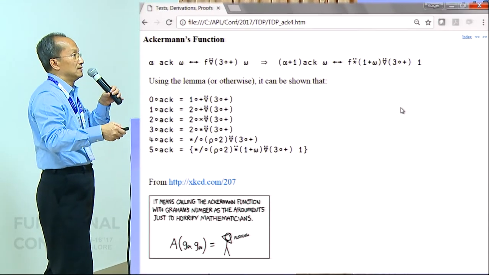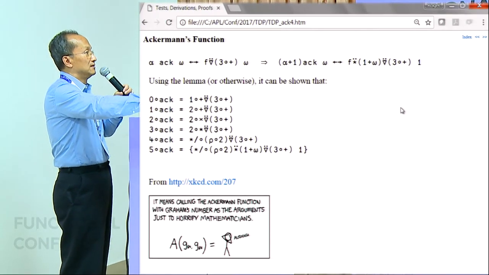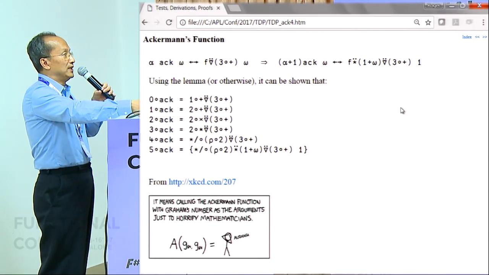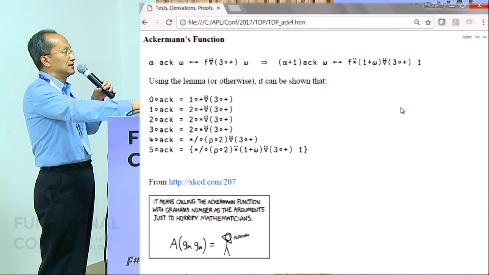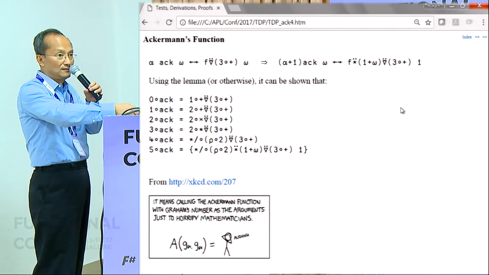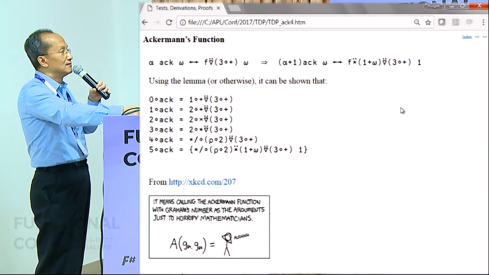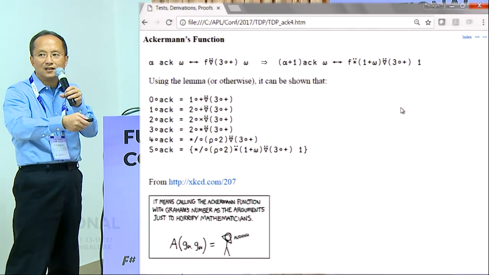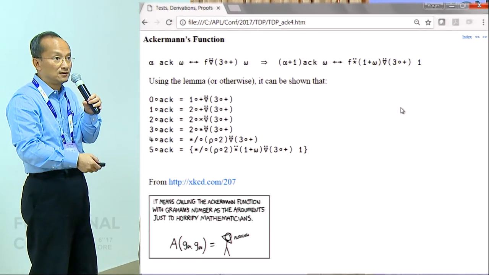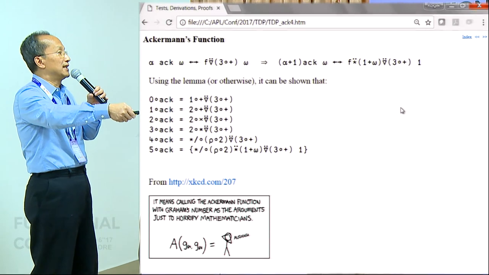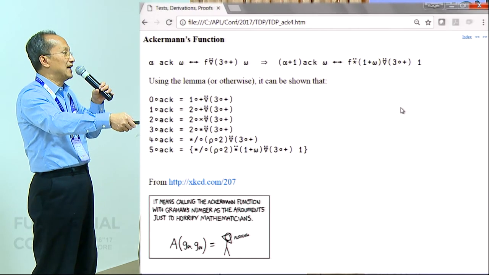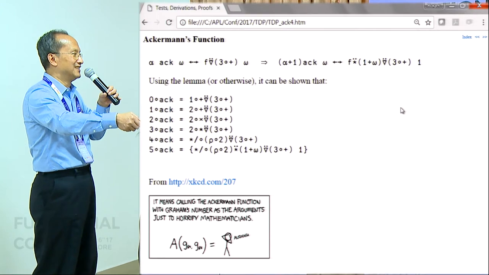So what the lemma tells us is that zero ak is the successor function, and one ak is addition. 2 ak is multiplication, 3 ak is power, 4 ak is what they call a power tower. Reduction is fold, right? Fold, yes. So 4 ak is you're folding with the power function. So it grows pretty fast. And 5 ak is the power function of whatever that is. Okay.